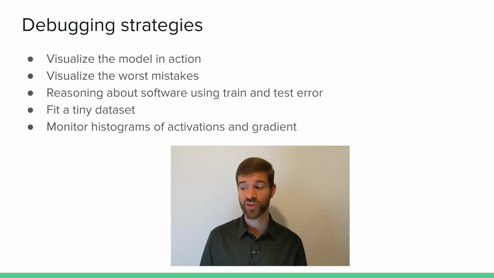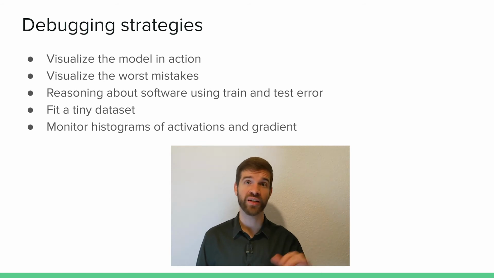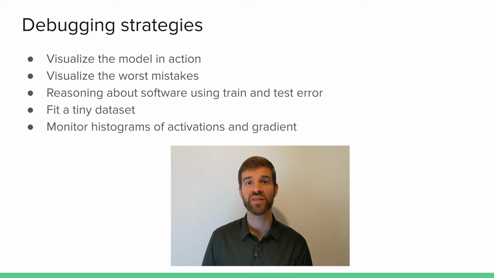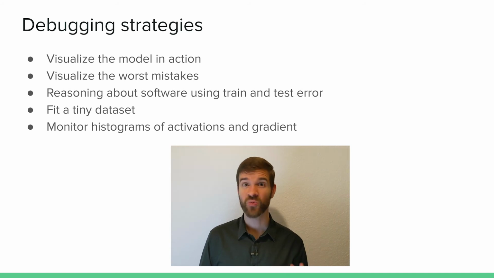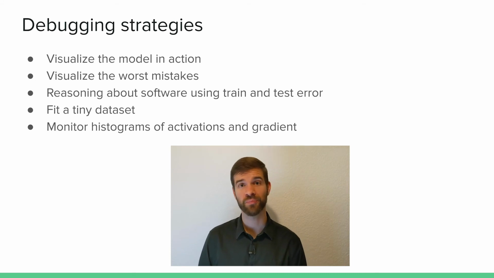Try to reason about your software using the train and test error. You now understand the capacity, you can understand how this behaves, and if you visualize your training and your test error, you can get some insights into how your network is behaving and how it's doing. You should always start with a tiny data set first, just a few samples, to make sure everything is running smoothly, and as I just said, monitor your histograms and other important metrics.